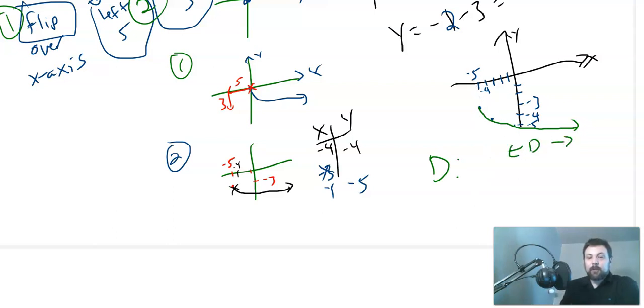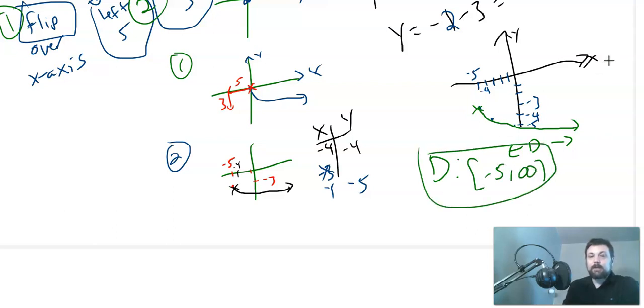How far to the left, how far to the right? It goes to -5, right? So how far to the left can I go? -5 on the x-axis. How far to the right? It goes forever to the right. So the domain is -infinity to infinity.